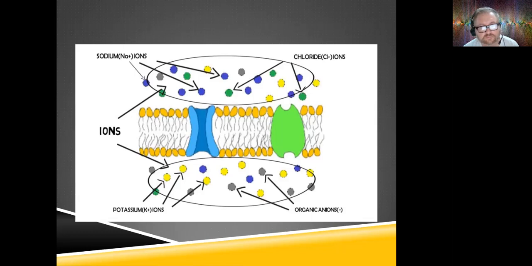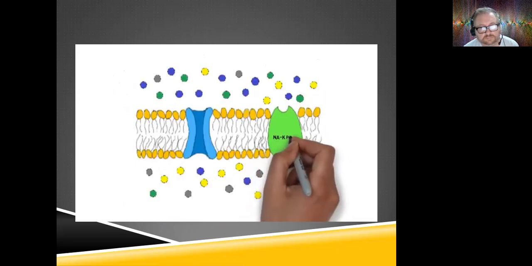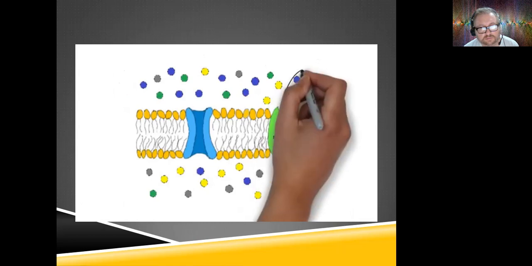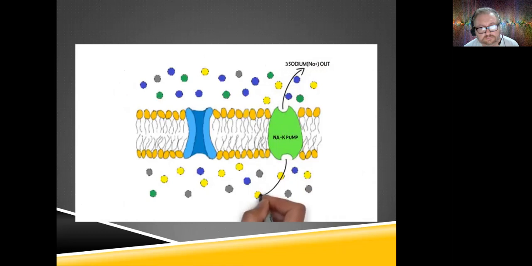At rest, the inside of the neuron is more negatively charged than the outside, causing the resting membrane potential of an average neuron to be around negative 70 millivolts. One way this potential is maintained is through a mechanism known as the sodium-potassium pump. This is a transport protein that uses energy to constantly pump 3 sodium ions out of the cell, while at the same time pumping 2 potassium ions into the cell. Because there are more positive ions being pumped out than in, it helps to keep the membrane potential negative.